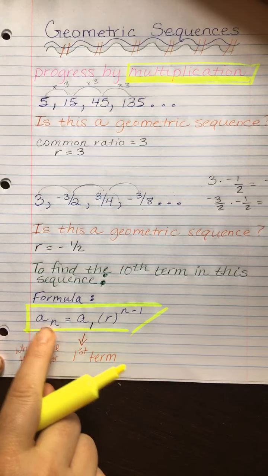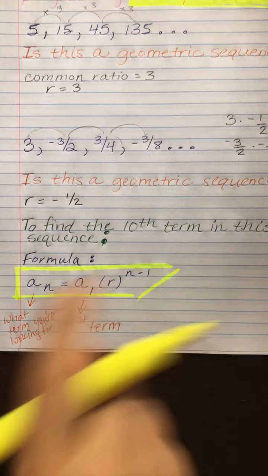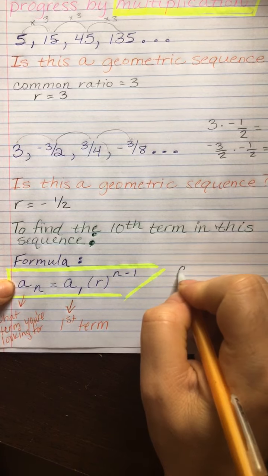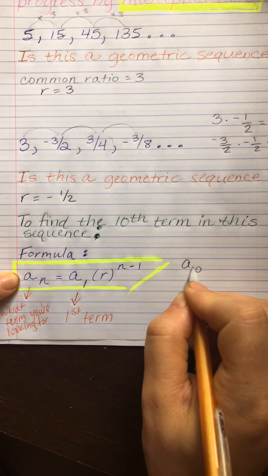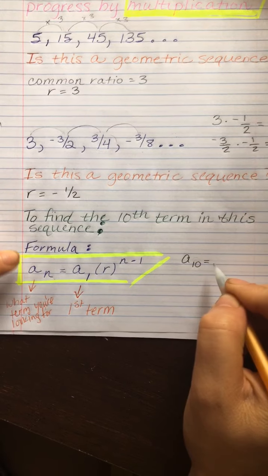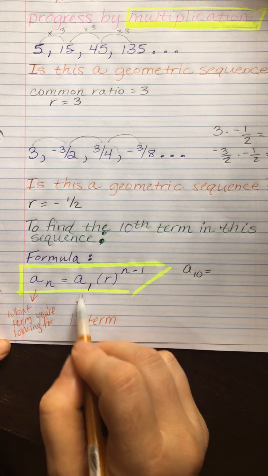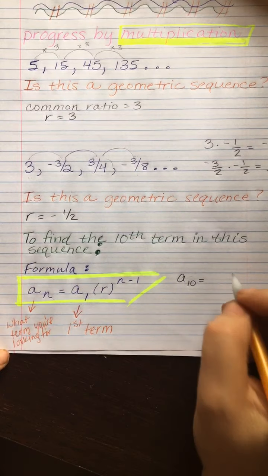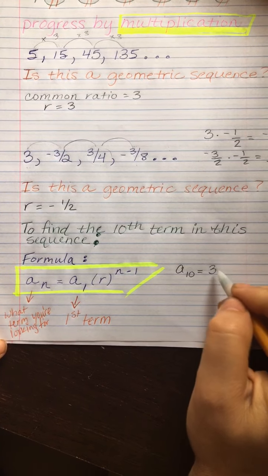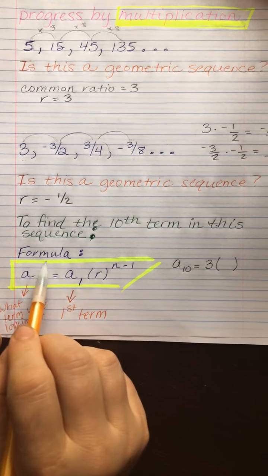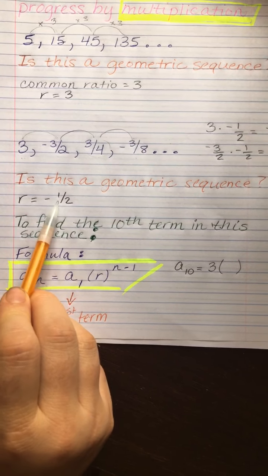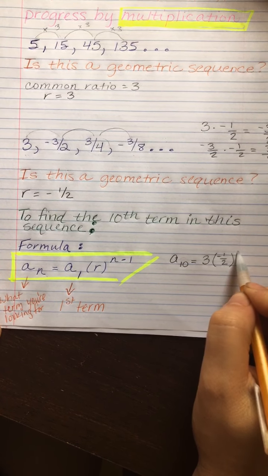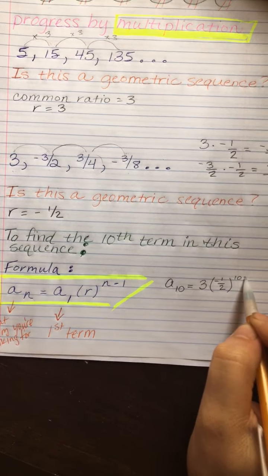All right, so whatever you're looking for. In this case, it says to find the 10th term in the sequence. So we're going to say A sub 10, the term we're looking for. That's where you put the number you're looking for. And then your A1 is always going to be the first term in your sequence. In this case, 3 is our first term. And then our R is always your common ratio, and we found that our ratio was -1/2. So we're going to fill that in right here, -1/2. And then N, which was our 10, minus 1.